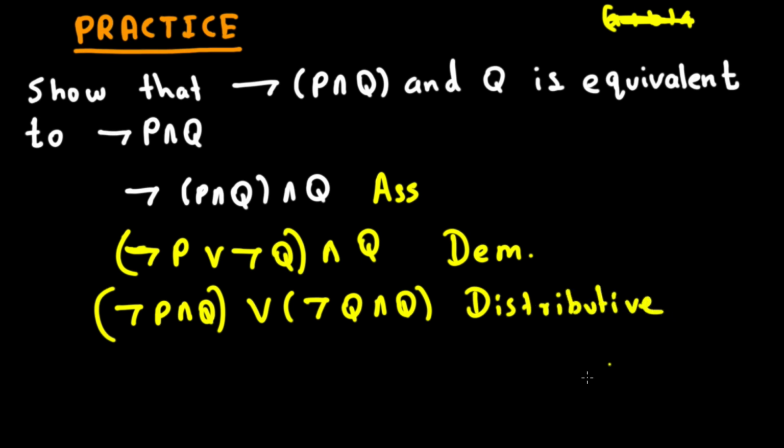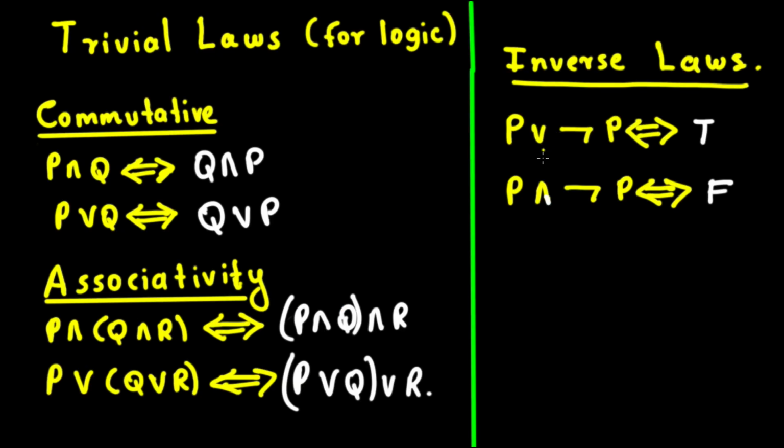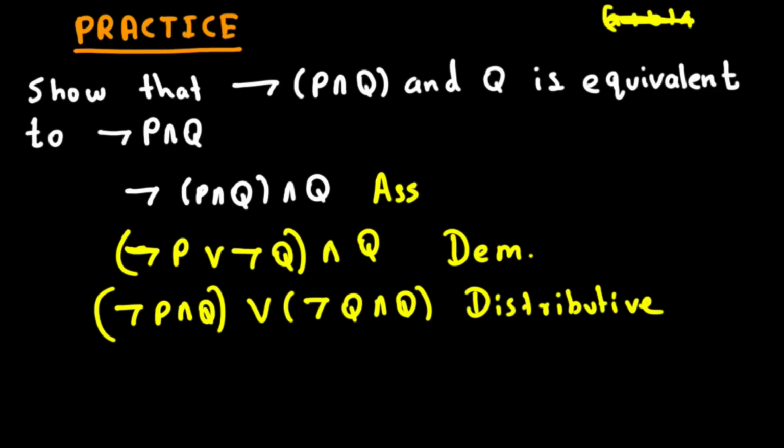The next thing is we can apply inverse right here. Previously we have seen inverse law that whenever we have something like this, P and not P, that's false. Here Q and not Q, right? So this is false. Not P and Q, and instead of Q and not Q, we can replace that one with false. This is inverse law.